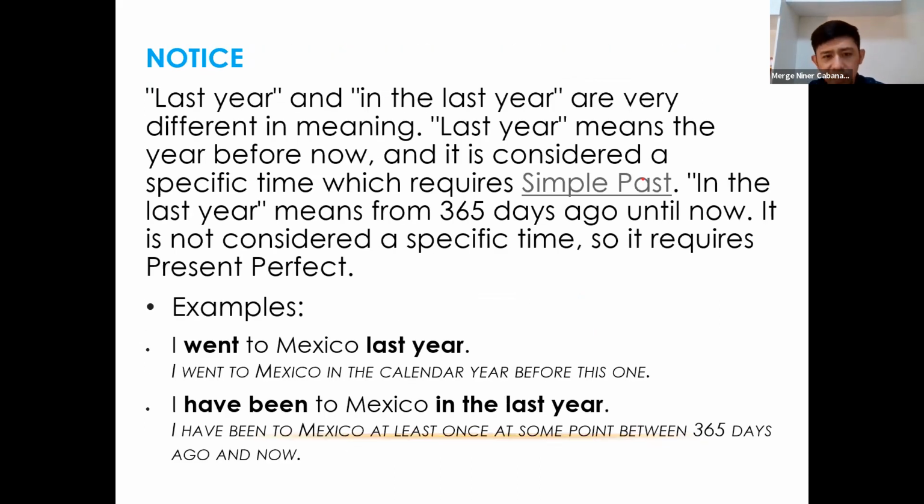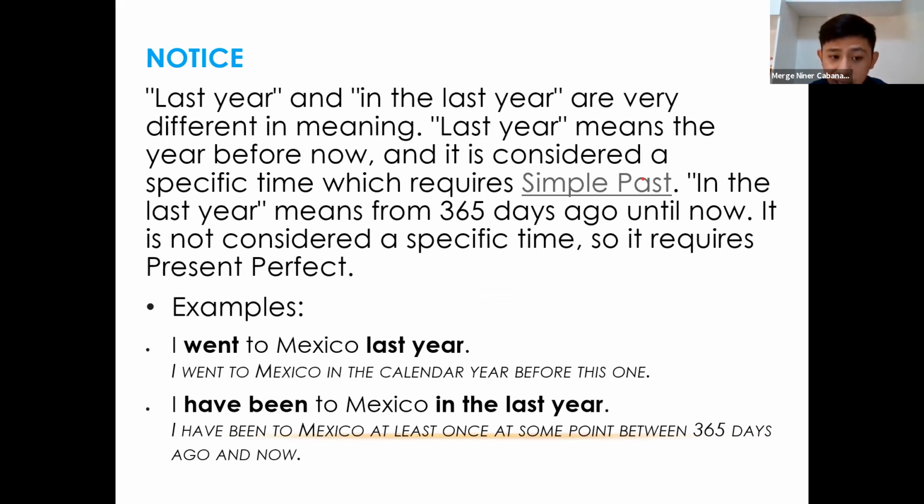Now, last year and in the last year have very different meanings. Last year means the year before now, and it is considered a specific time which requires simple past. Exactly what I'm going to teach you later. In the last year means from 365 days ago until now. It is not considered a specific time, so it requires present perfect.